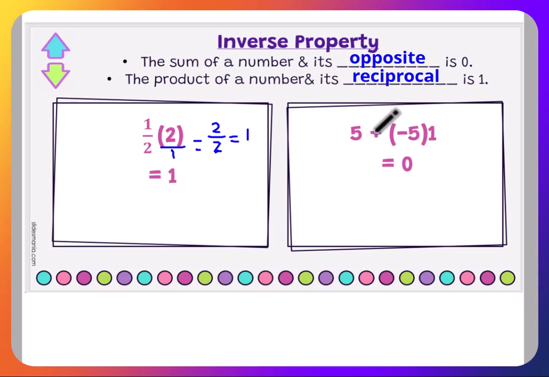Okay, 5 plus a negative 5 equals 0. A positive and a negative, they zero out, right? Positive 5, negative 5, it zeroes out. Okay, these are the inverse properties.